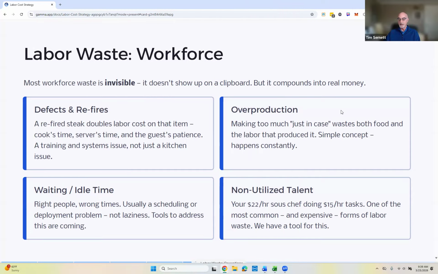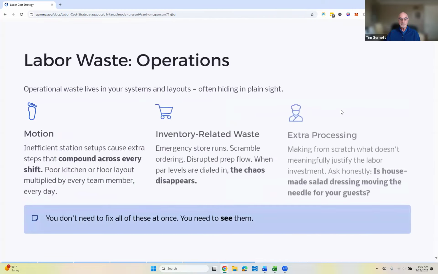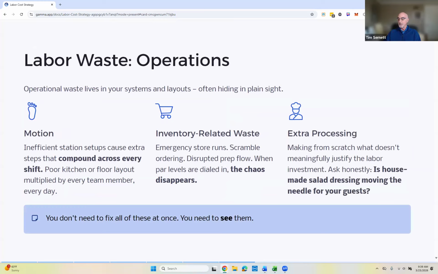So, operational waste comes down to motion. Inefficient station setups cause extra steps that compound across every shift. Every unnecessary step multiplied by every shift adds up to significant labor waste. Proper station setup and floor design eliminate steps and reduce unnecessary movement across your team.